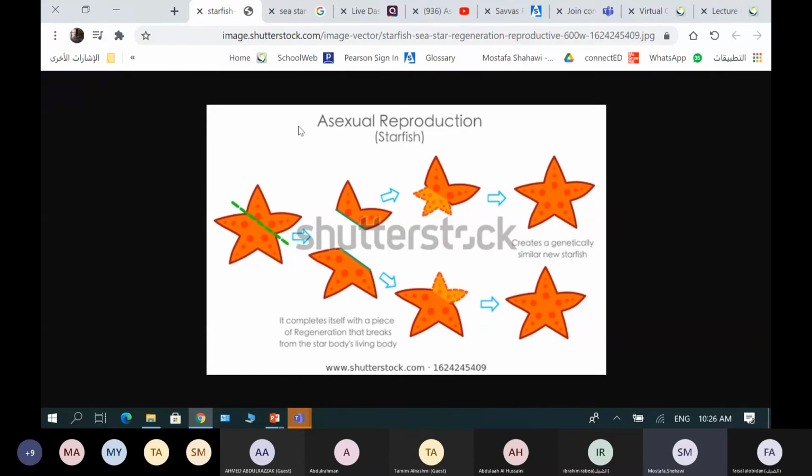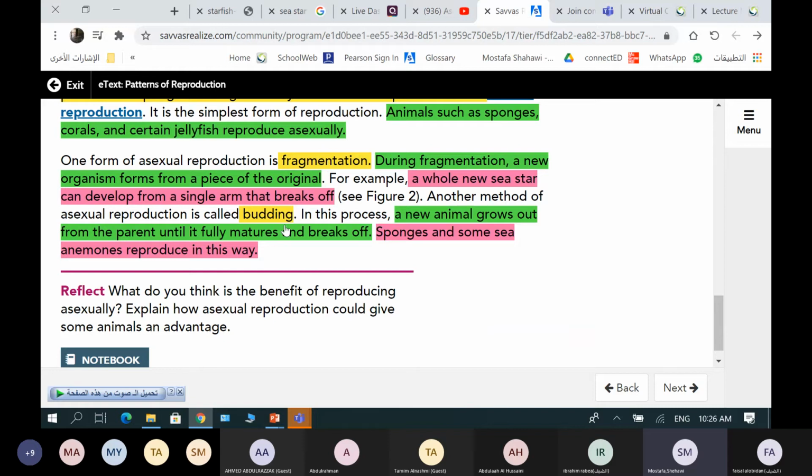This process is asexual reproduction. We call it fragmentation. We call it what? Fragmentation. So let's come back here. So this is fragmentation and also budding. Fragmentation happens in the sea star, and the budding happens in sponges and some sea animals like hydra. These reproduce by budding.